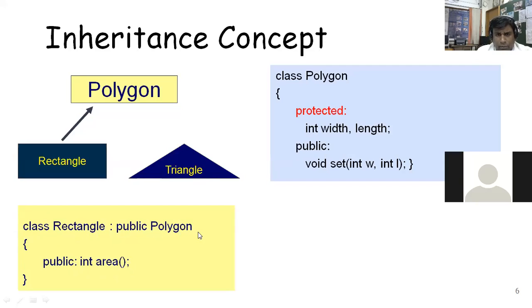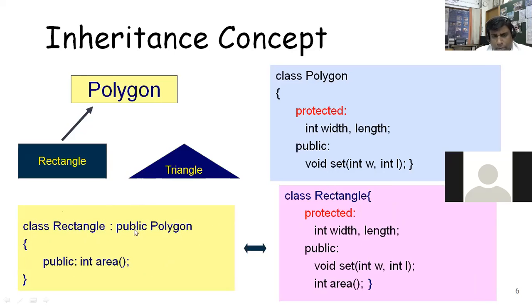If we inherit data from the base class, this is the syntax: the class keyword, the name of the subclass, then the colon, then public, private or protected, which is the mode of inheritance, the mode in which we are inheriting a class. This is the mode in which we are inheriting polygon, and this is the name of the base class. So this is a simple syntax for using inheritance. Now look at this. What is the difference between the previous rectangle class without inheritance and with inheritance? We are not writing these things here because we are inheriting these properties. So this is the advantage: it reduces redundancy.